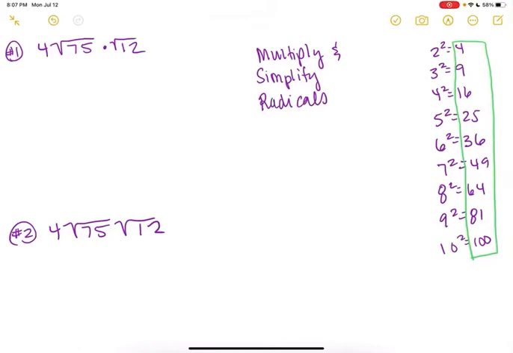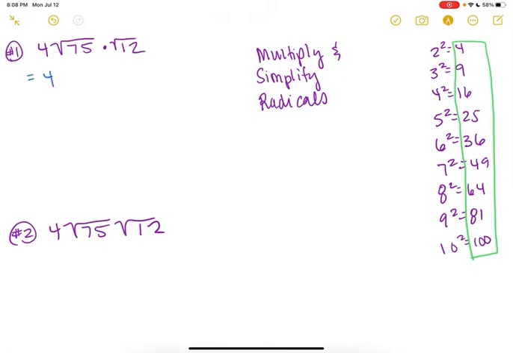Multiply and simplify radicals. To start off, on the right I have the numbers 2 through 10 squared, just so I can remind myself which numbers are perfect squares that I'm going to want to use whenever possible. For this first one, we have two things multiplied together, so we can just put them all under one giant radical if we want. Let's do that.